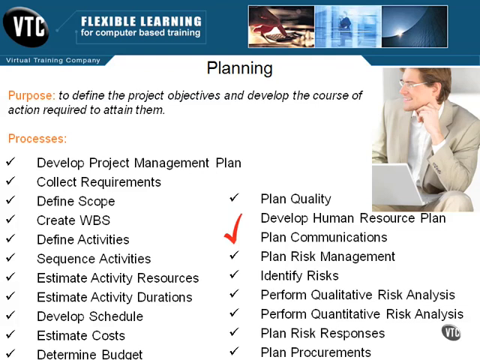Under Plan Communications, the information and communication needs of the stakeholders are determined and an approach is defined. Plan Risk Management is where the risk management plan is created, which will decide how to approach, plan, and execute the risk management activities.